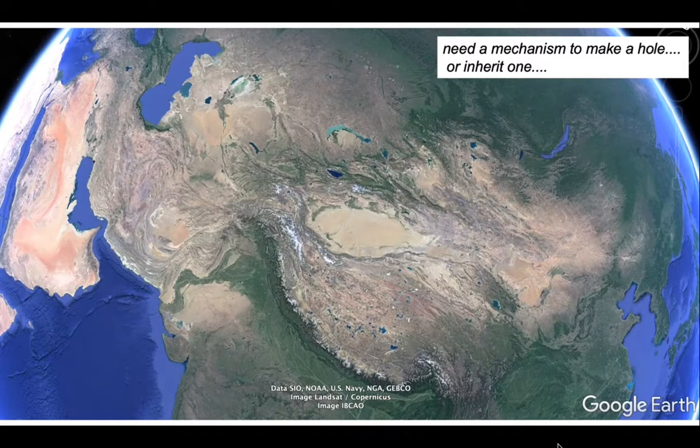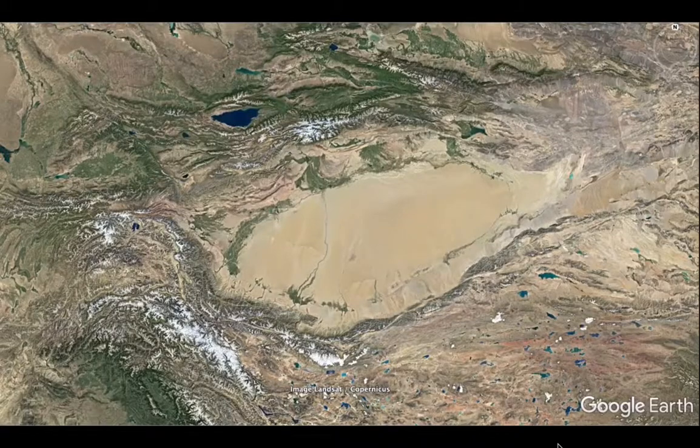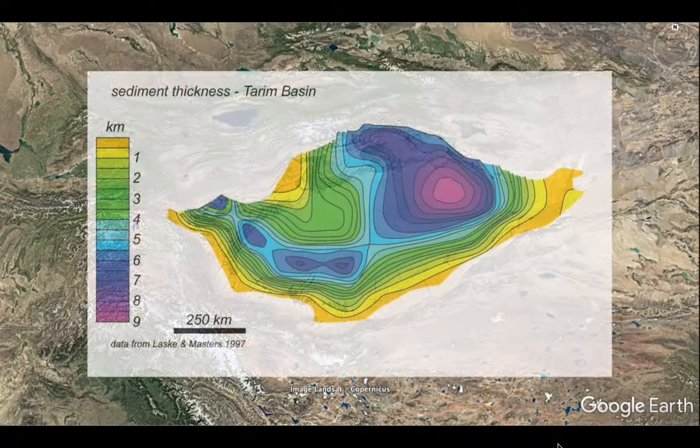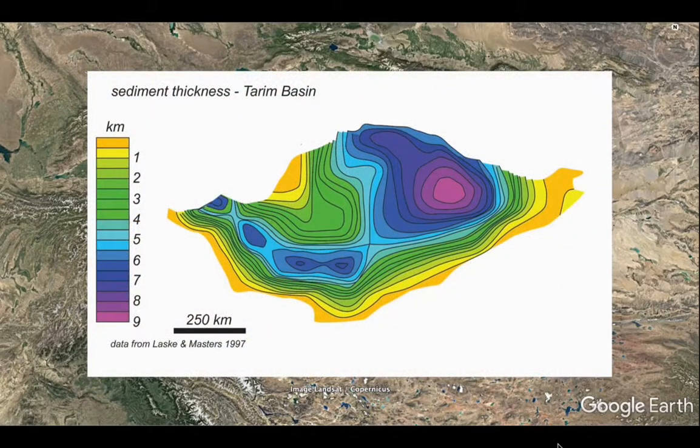Well, let's go back to the Tarim. There's clearly some sediment there, but how thick is it? So here's a sediment thickness map for the area, and you can see that thicknesses exceed 9 kilometres in the deeper parts of the basin. But throughout, there's many kilometres of strata deposited. So how is it that this pile of sediment has not been flushed away?